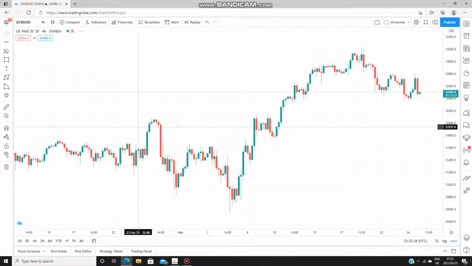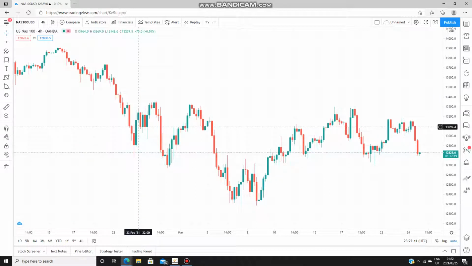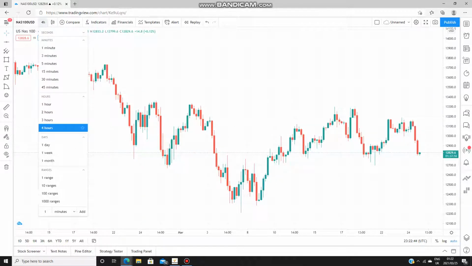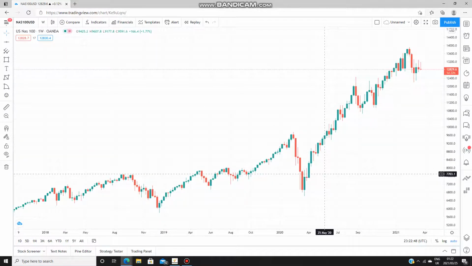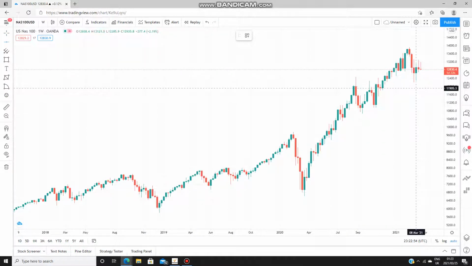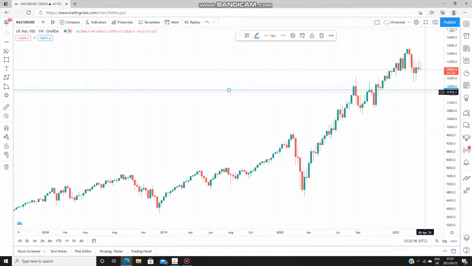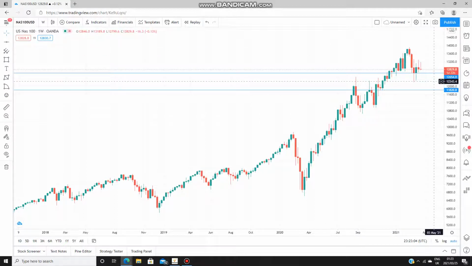I think it's quite interesting when I go to US 30 as well as Nasdaq. But let's start off with Nasdaq. I wanna kick things off on the week one time frame. Also, I wanna make use of my horizontal line. I wanna place it there, and I wanna place another one here.